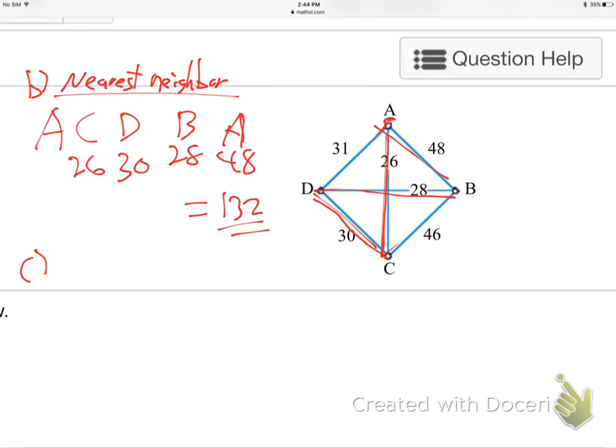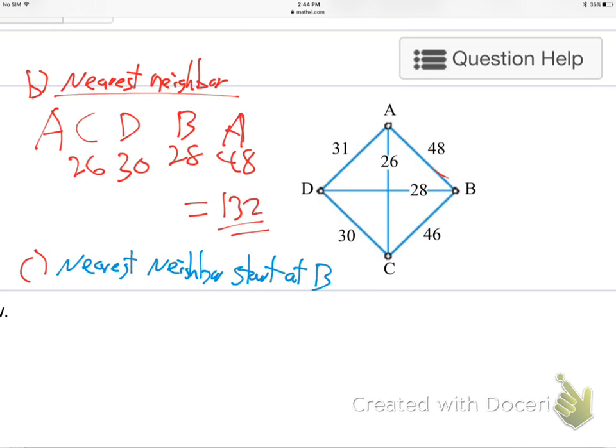Part C says, do it again, nearest neighbor, but this time start at B. Do the nearest neighbor thing, but start at city B. So start here at B. Let me let you do it on your own papers there. So start at city B, make a loop, end up coming back to B in the end. Visit every city, and every time go to your nearest neighbor.